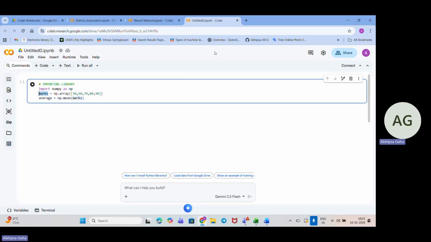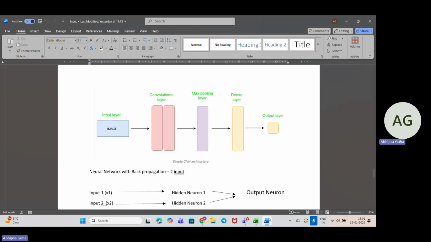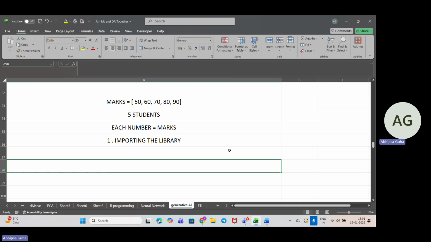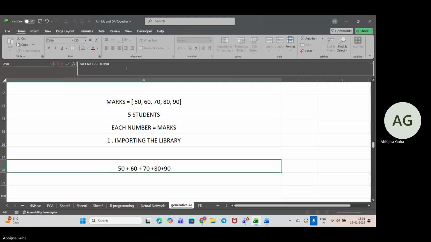Okay, so what is the mathematical logic up to here? I am doing 50 plus 60 plus 70 plus 80 plus 90. Just a moment, guys. This is what we are doing, and we are just dividing all of it by 5. Right? So my result is 70.